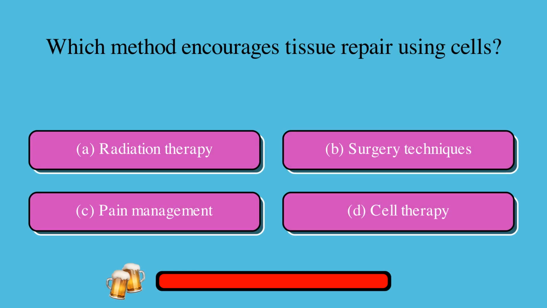Which method encourages tissue repair using cells? A. Radiation therapy, or B. Surgery techniques, or C. Pain management, or D. Cell therapy? The correct answer is D. Cell therapy.